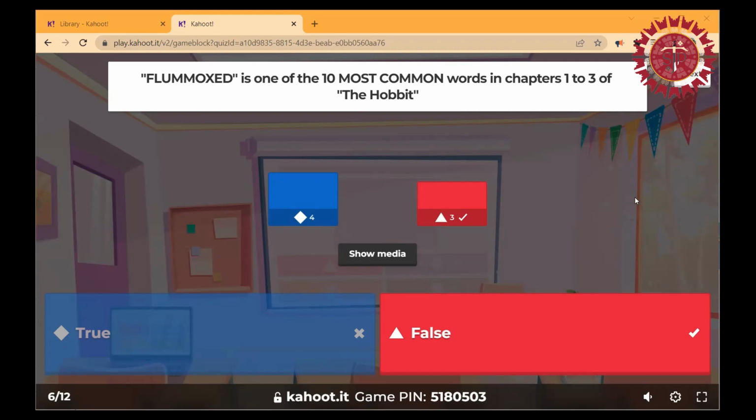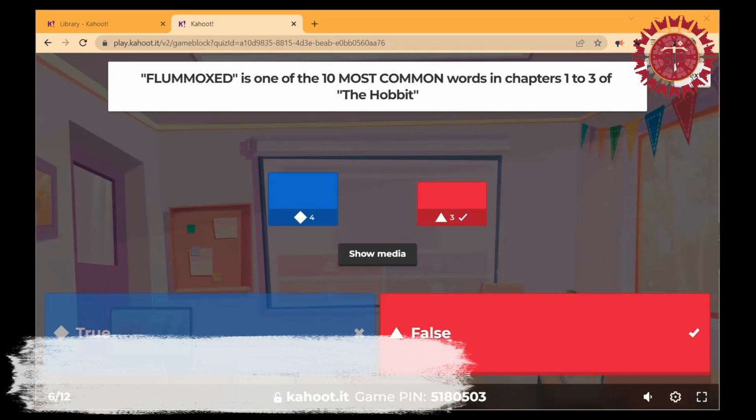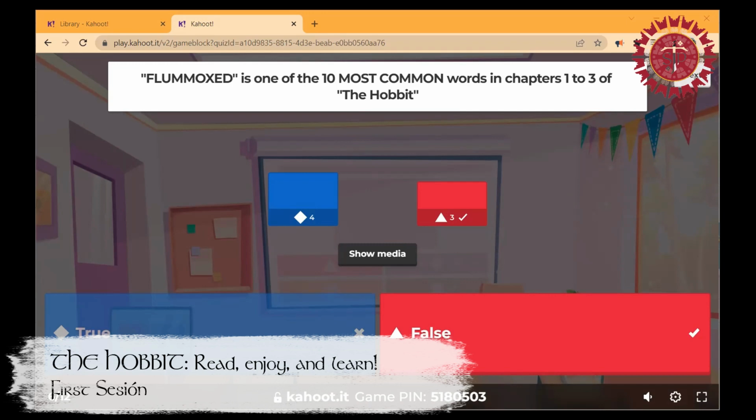We never say it. Yeah, we never ever. Oh, okay, you don't say it. We don't say flummoxed ever. But it's Tolkien, so he did. So what does it mean? It means that you are surprised. He used it to describe how Bilbo felt.